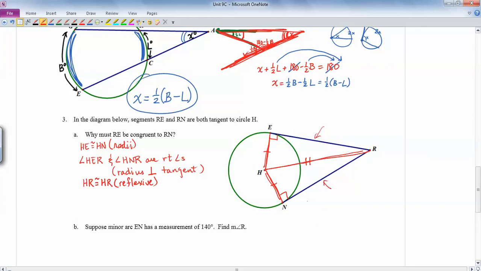And if you did that, and you knew the numbers for those marked sides, you would have to be plugging in, like if I did a squared plus b squared equals c squared, well, the c is the same for both of them. And if you called the radius a, the radius is the same for both of them, so the b is going to have to be the same for both of them. So you could show RE is congruent to RN by using Pythag.